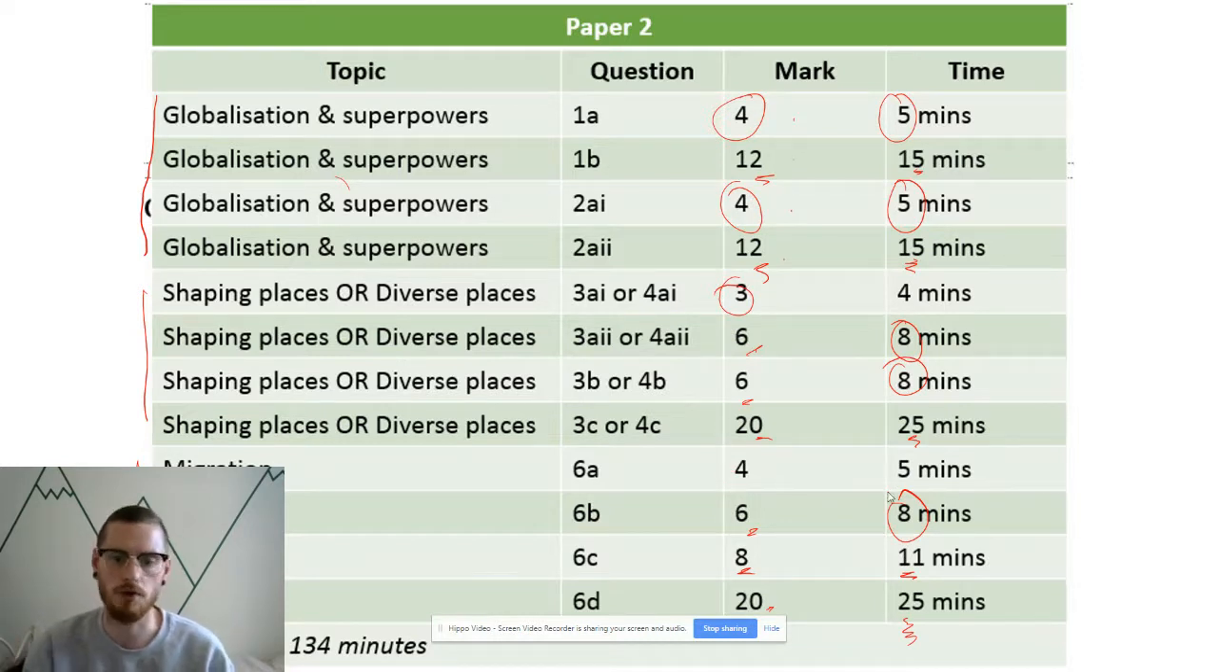This adds up to 134 minutes, which is down here. This gives you a minute to spare. Okay, again, it's super tight timing. Learn 12 markers is 15 minutes, 6 marks, 8 minutes, 8 marks, 11 minutes, 20 marks, 25 minutes. Practice it at home using the SAMs. Time yourself. Okay, are you working quick enough in the time that you've actually got for these 2 exams?